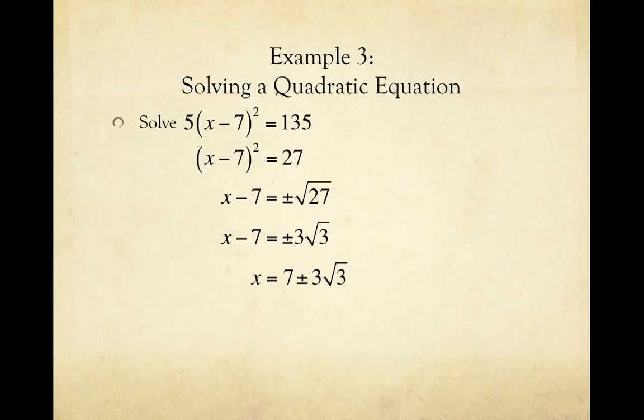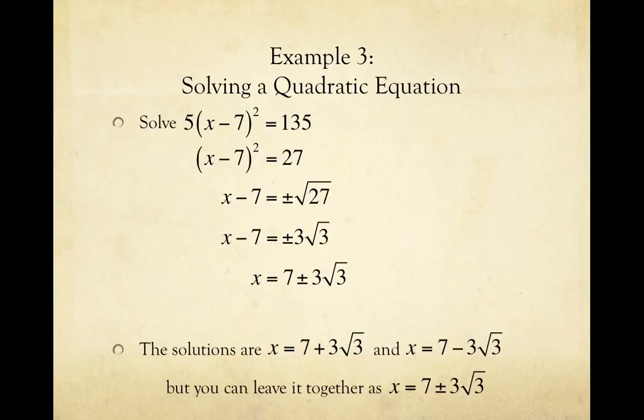Now generally I would say that when you add that 7, you want to put it in front of your plus or minus sign, just so you keep things more clear. Putting the 7 in front of the plus or minus is a little more clear than if you try to add the 7 on the end of your expression. So 7 plus or minus 3 square root of 3 is the answer we get from this equation.